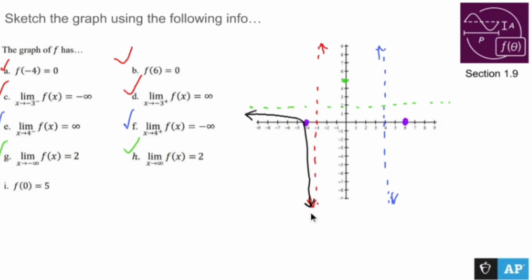Boom. All right. Now I reappear up here, hit that dot, and then go back up there. So reappear up here, hit that dot, something like that happens. Then I reappear down here, go through that purple dot, and level out at 2. So down here, go through that purple dot, level out at 2.